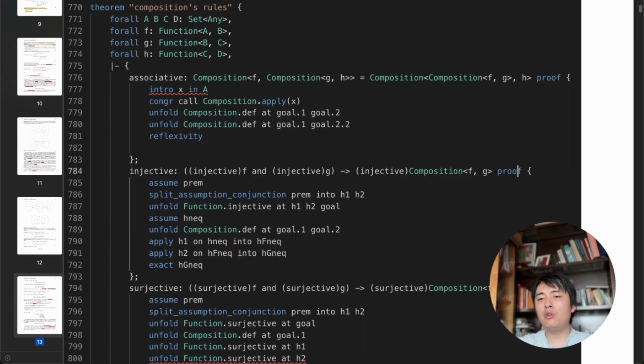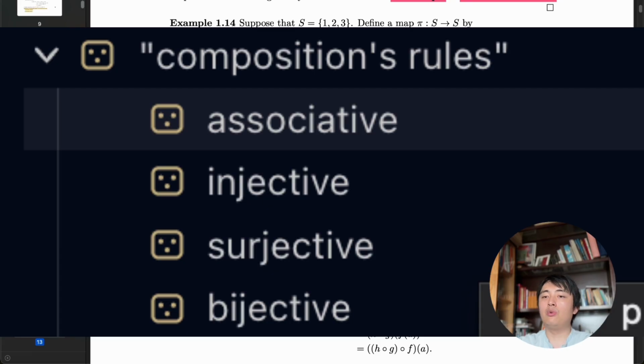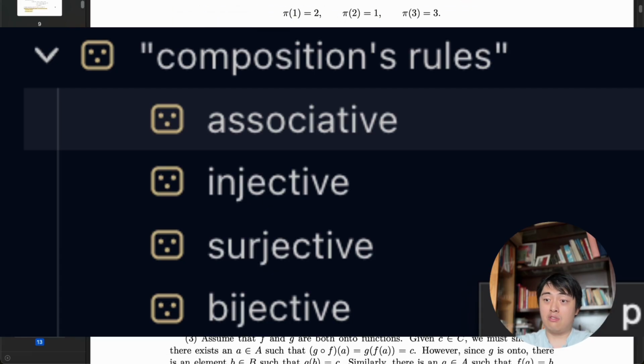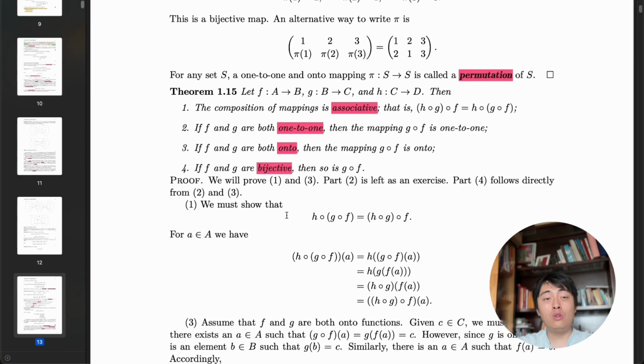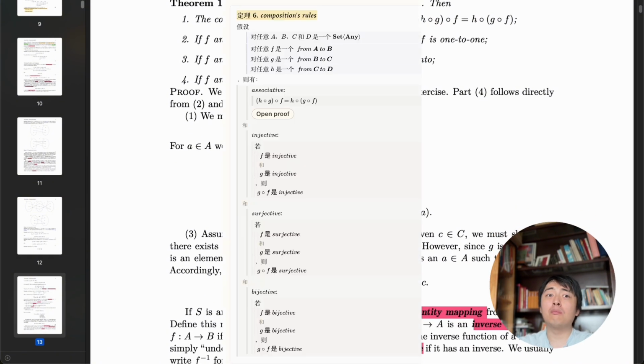In Turing, we model this big composite theorem using only one theorem block, and there are 4 leaf nodes. We can name them: associative, injective, surjective, bijective. Each has its own proof block, and there's no way we can merge them. And there's no benefit to merging them because they are separate properties that can be true independently.